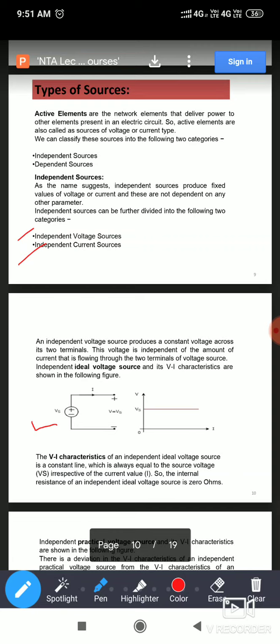Now another voltage source symbol is just like a battery. We call it a battery. This will be plus, this will be minus. Suppose this is 5 volt. This is another symbol of a voltage source, but we can call it indirectly a battery. So these two, the first one is the voltage source shown by the circle, and the second one is the battery. These two are called independent voltage sources.